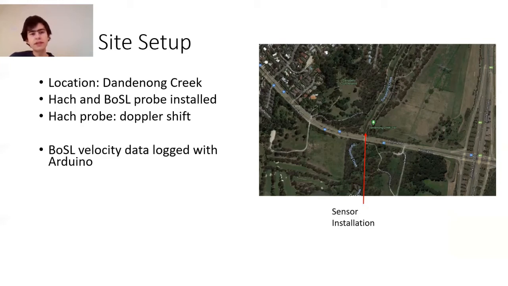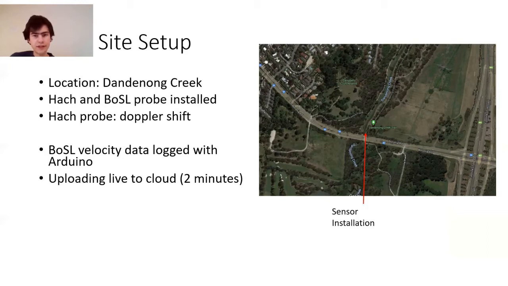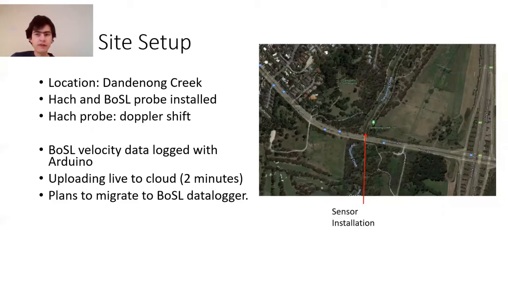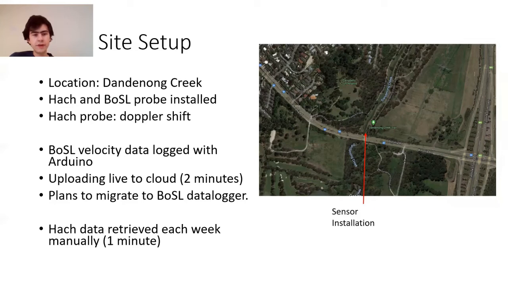The BoSL velocity sensor's data is logged with an Arduino and uploaded live to the cloud every 2 minutes. There are plans to migrate to the BoSL data logger, however, this is pending some changes to sort out what voltage is required for the sensor, which is in the works just after we get verification that the sensor is working. The HAC data needs to be retrieved manually every week, and it logs every minute.